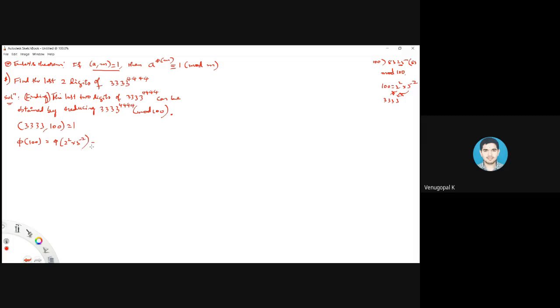So phi for a composite number is given by n into 1 minus 1 by p1, where p1 is the first prime, which is 2. We solved a question yesterday, no? Yesterday, maybe 2 classes before. Then 1 minus 1 by p2, where the second prime number is 5 here in the prime factorization. And this turns out to be how much? 100 by 2 is 50, and here we'll have 4 by 5. Okay, so this will give us 40.